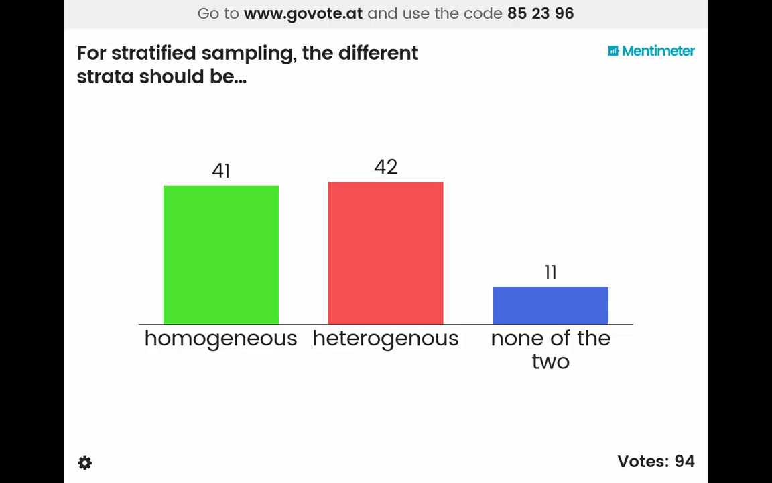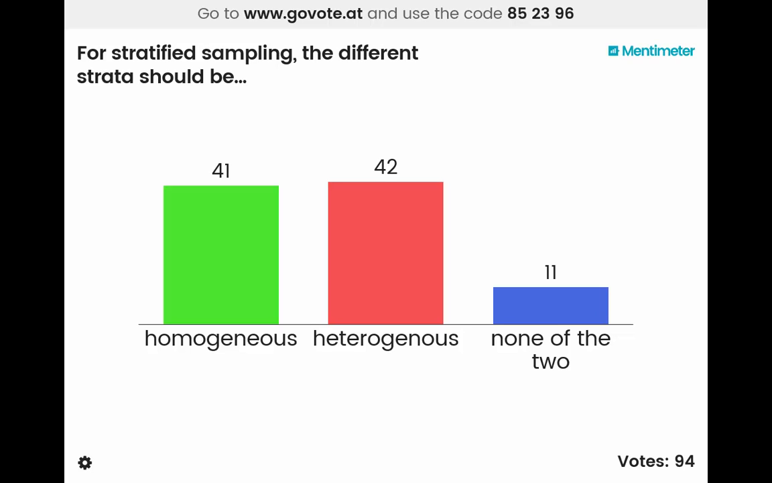So when you group them together according to certain attributes or age groups, that's what we call a strata. Yeah? Like kind of putting it, stratifying your sample and then choosing from there. Heterogeneous, meaning they should be different. Actually, we'll come back to that.